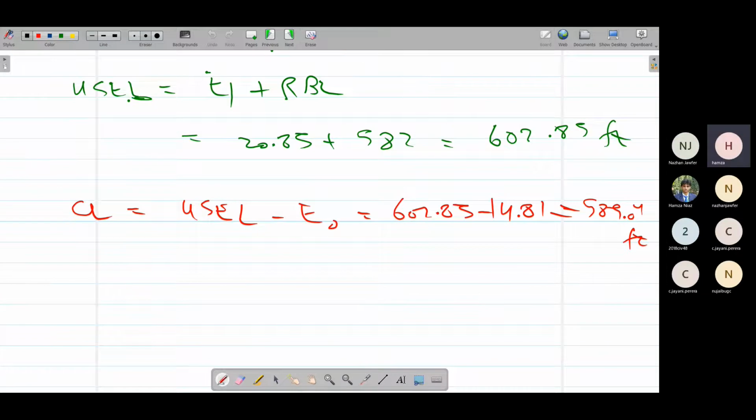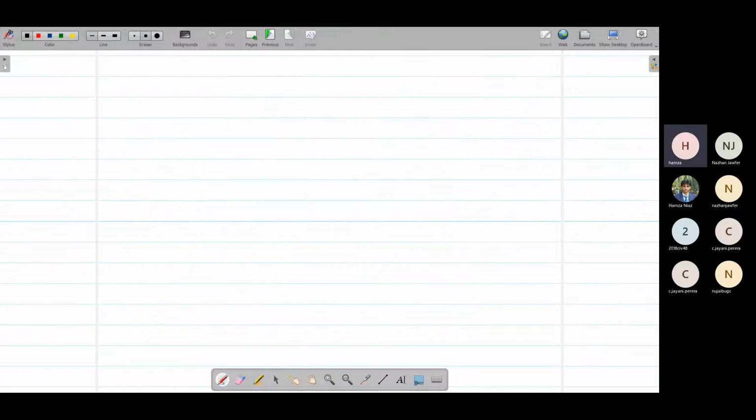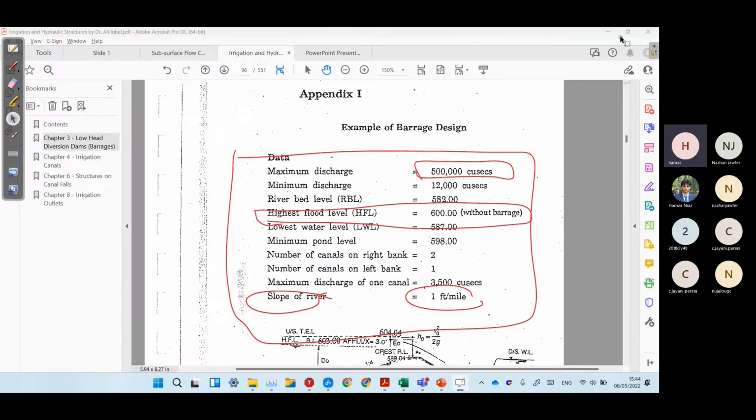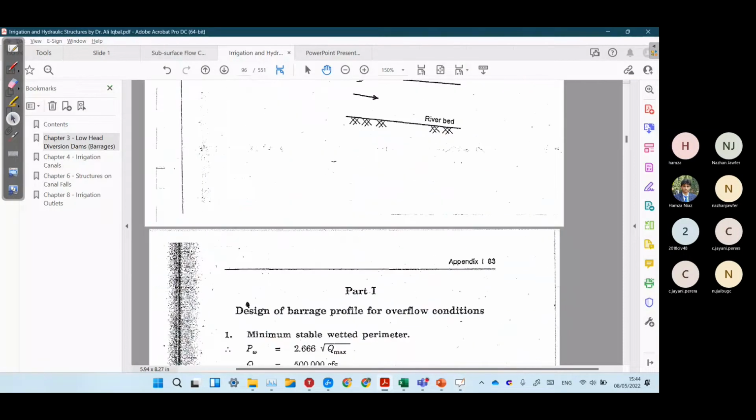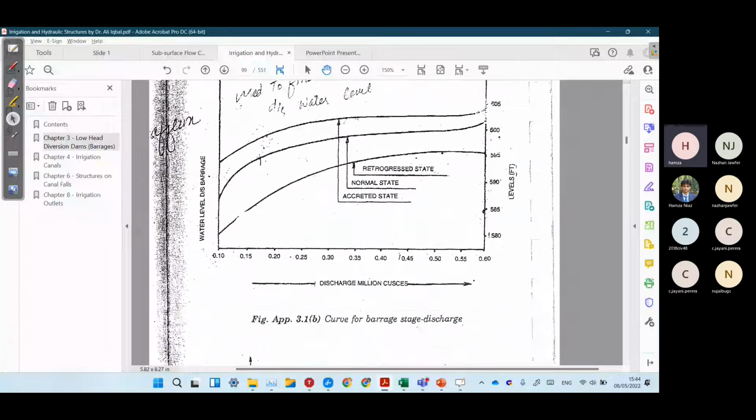All right. So after this calculation of crest level, now we have to check whether our crest level is correct or not, because we assumed the flux value ourselves. So now we have to check whether it's correct or not. For that, first we have to go to this rating curve.